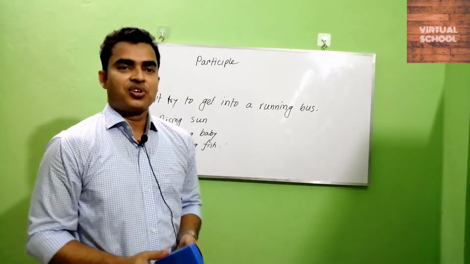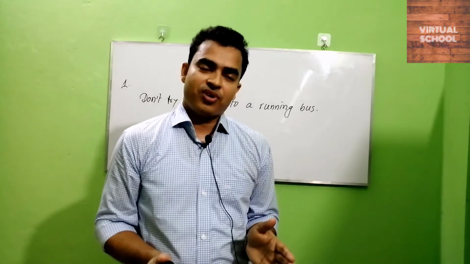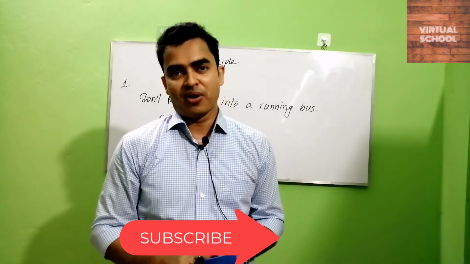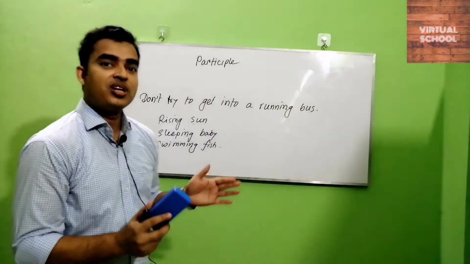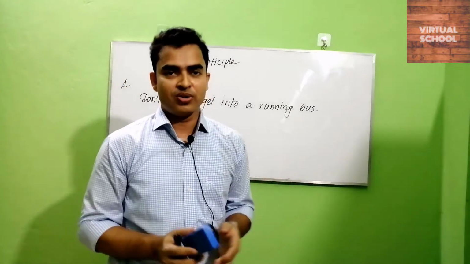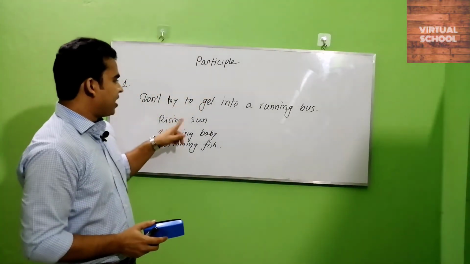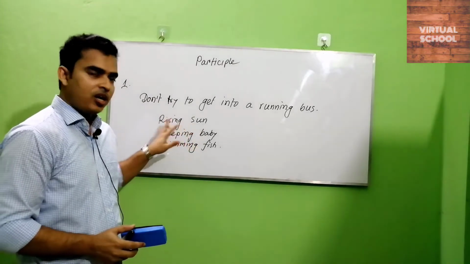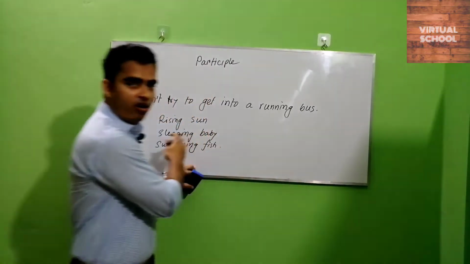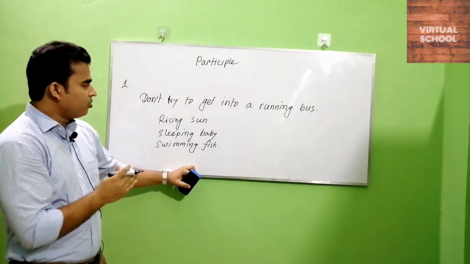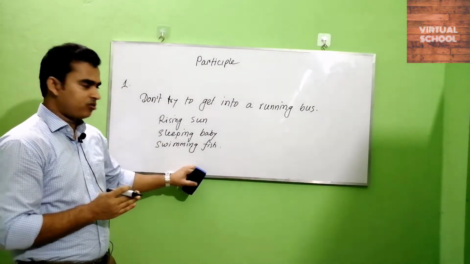In the last class, we learned how to identify gerund in a compound noun, and we used a technique. We used a for between the two parts of a compound noun. Here, we can use an is between these two parts. How? Rising and sun, we have to use an is between these two parts.